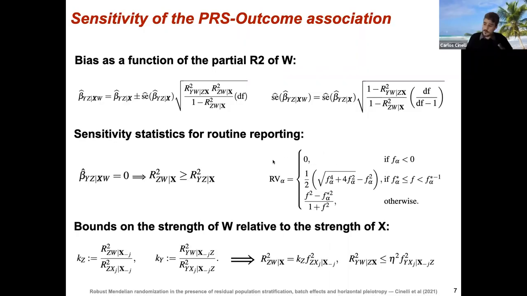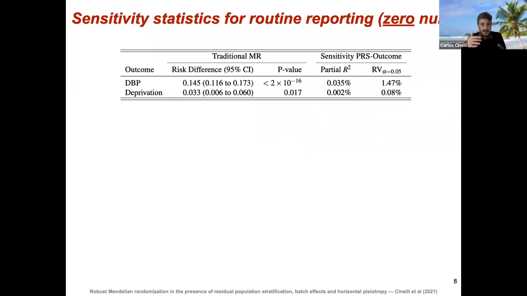You can also bound the strength of the omitted variable relative to the strength of observed covariates. So if we parameterize the relative strength of the unobserved variable W with some observed covariate Xj, both in association with the instrument and in its association with the outcome, then we can bound the maximum explanatory power that W would have both with the outcome and the instrument. So now I'm going to show you how we can deploy these tools in practice in our running example.